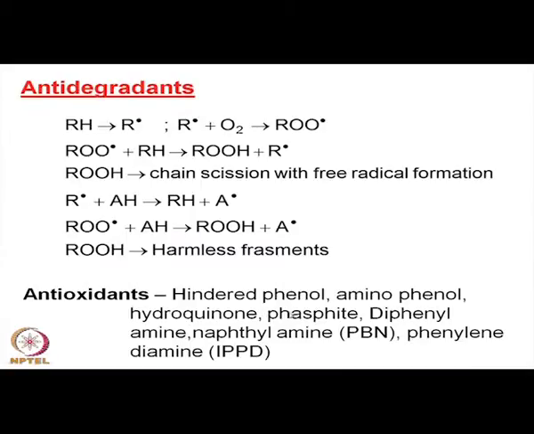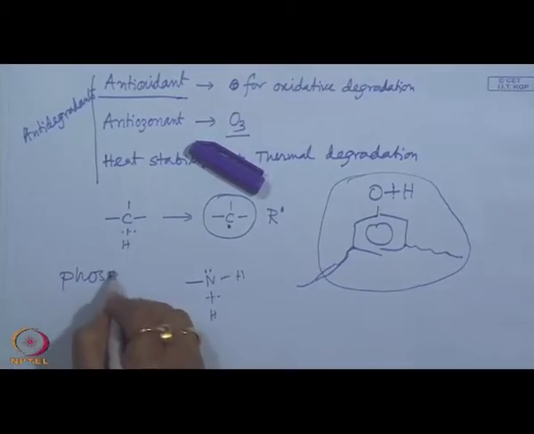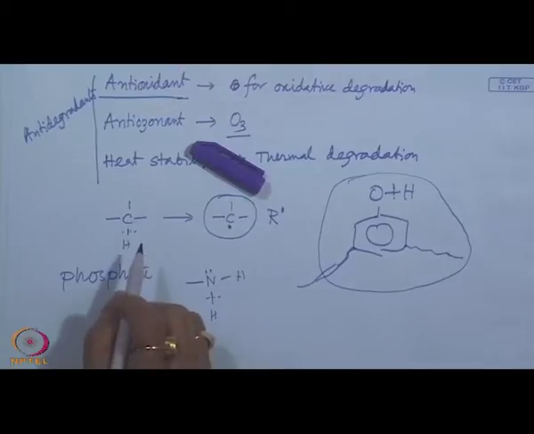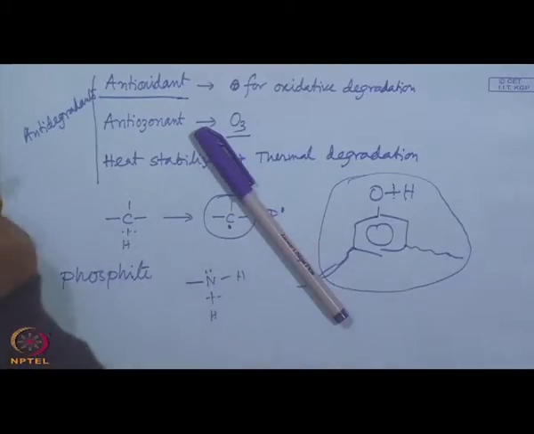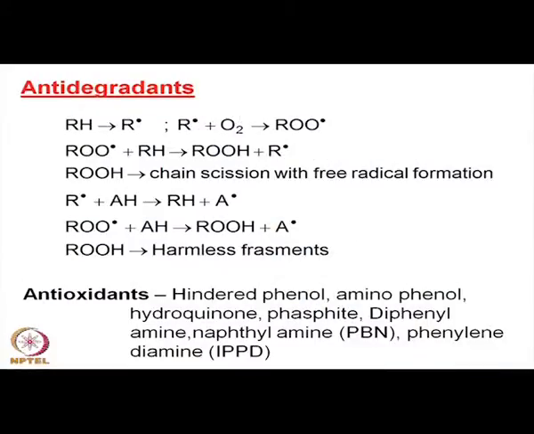hydroquinone, phosphite, or diphenylamine or naphthylamine or phenylenediamine. Many commercial antioxidants are available in the market, and these are commercially used for making rubber products like tires, tubes, hoses, belts, or conveyor belts, etc. Any of these antioxidants are used.